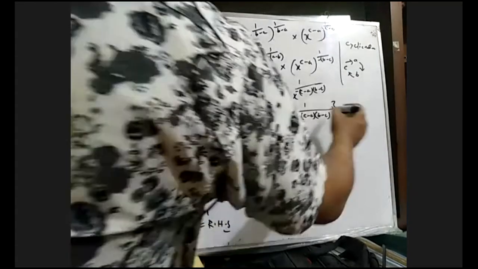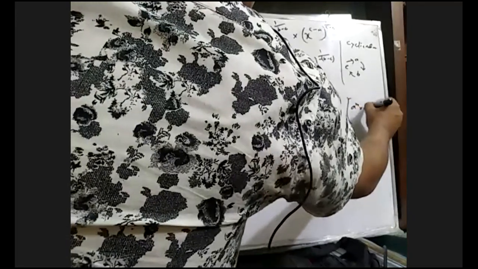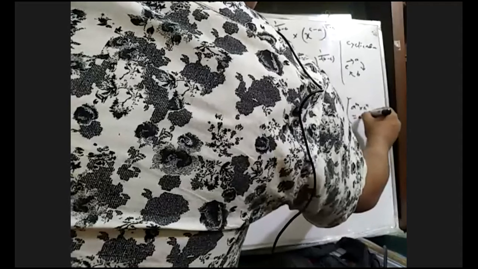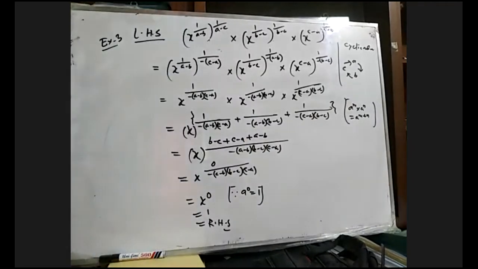Now we can write this line how? Just using a to the power m into a to the power n equals what? a to the power m plus n. Just using this formula of indices. So very easy for you. Just this equals 1.